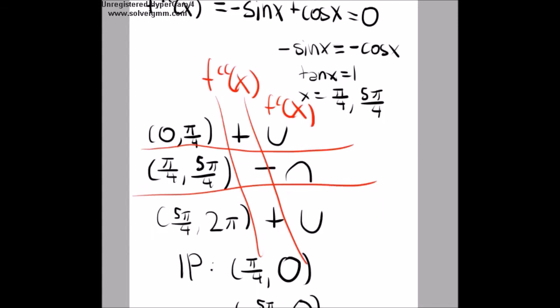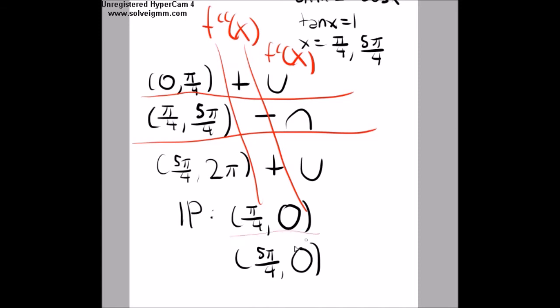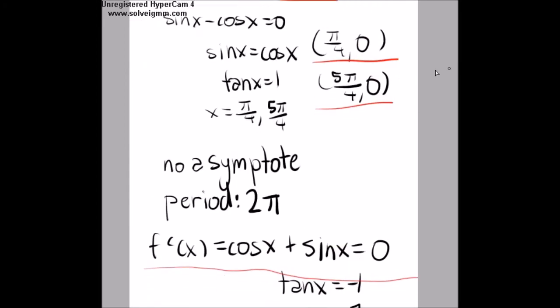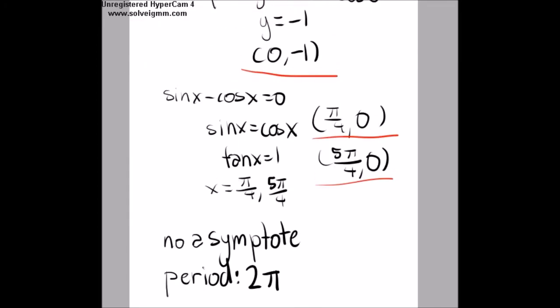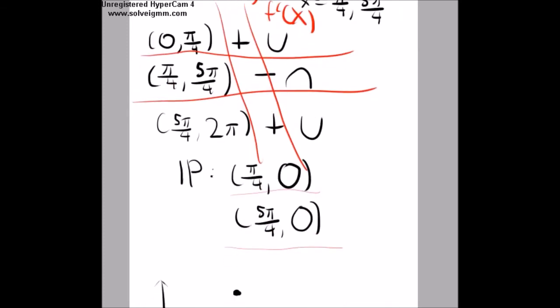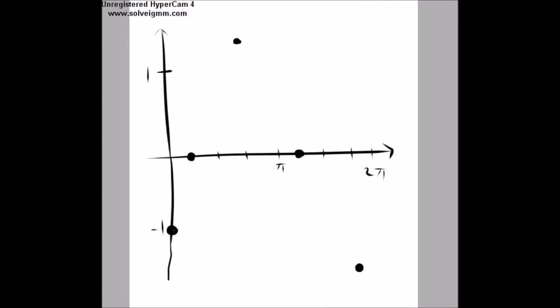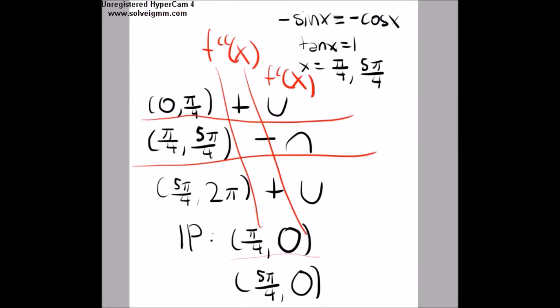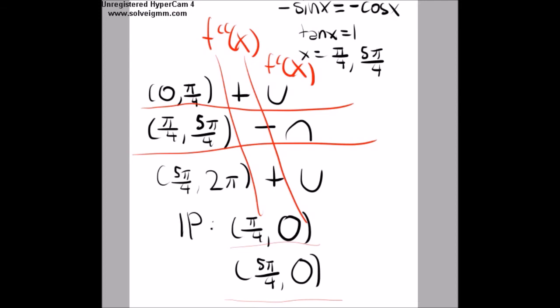And then the points of inflection are (pi over 4, 0) and (5 pi over 4, 0). And it's mostly coincidental, but these are the same values as our x-intercepts here. So yeah. And then we plot these points down as they kind of serve as guidelines for where the graph goes. And then I mostly pay attention to concave up, concave down.